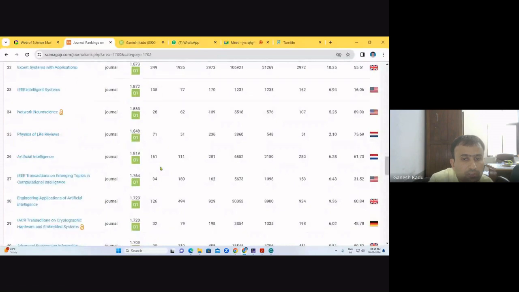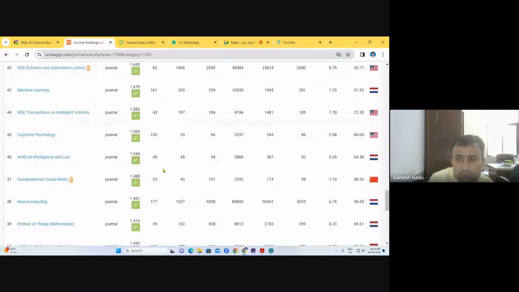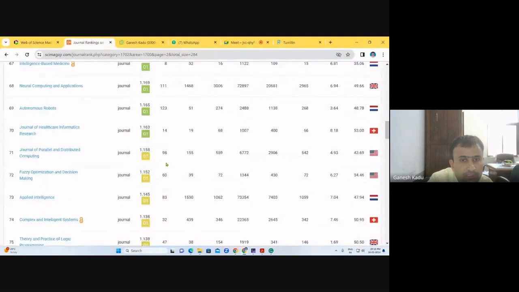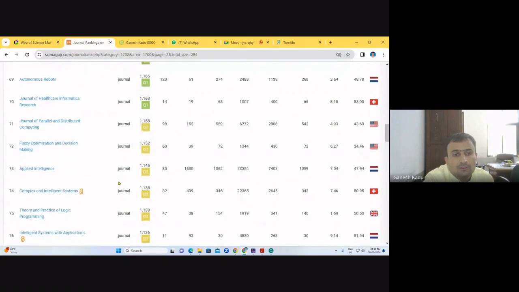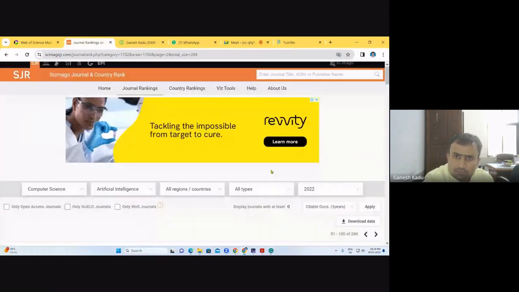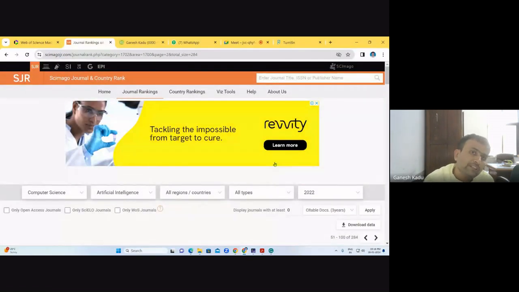So after quartile one, you will see some quartile two journals. So here, these are all quartile one. From here, Journal of Parallel and Distributed Computing is a quartile 2 journal, so almost on the border. So maybe if you check it after a year or so, it may be in quartile 1. Applied Intelligence is in quartile 2. So you should know how to read these databases.